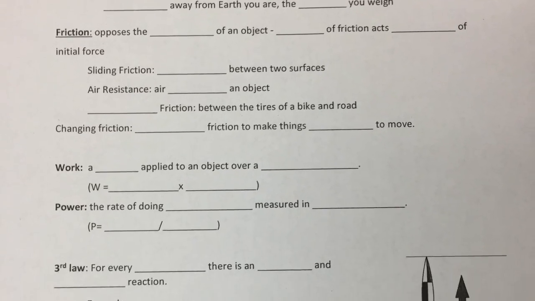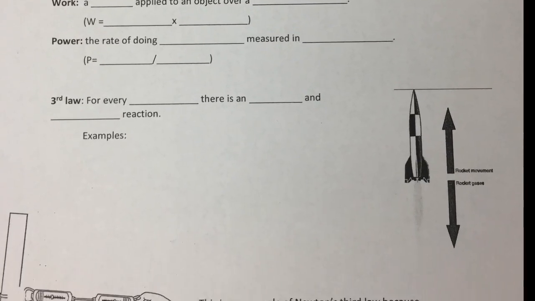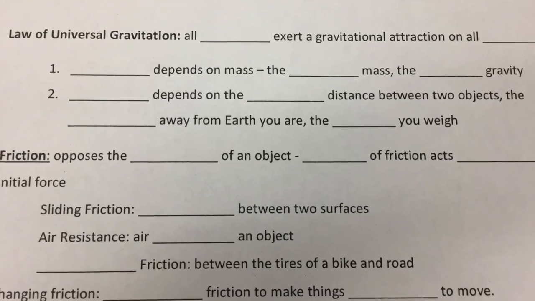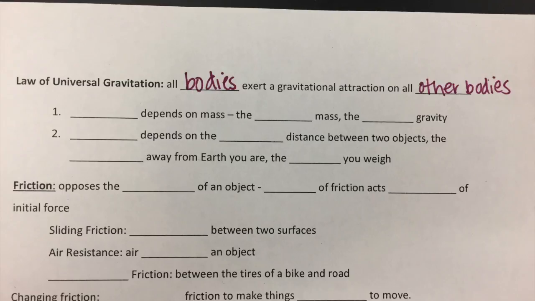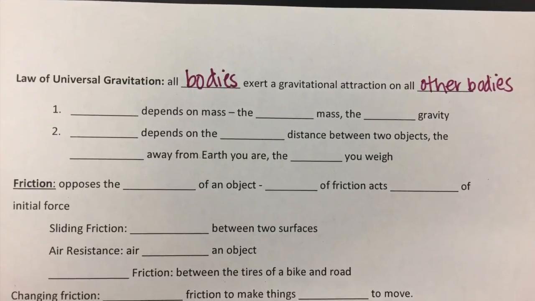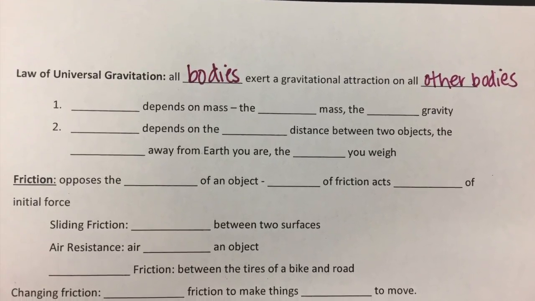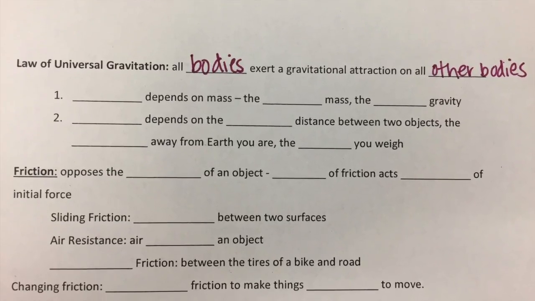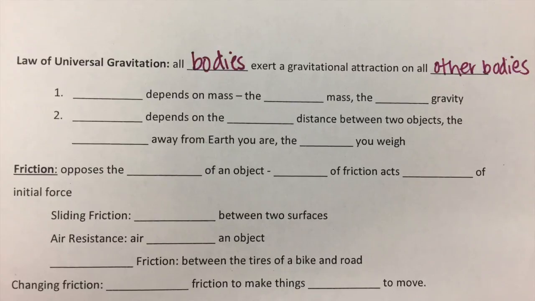Alright, so we're going to go over Newton's third law, work, power, and then also friction and the law of universal gravitation. So, I know this is probably a review, but just so we've got all our notes on this page, the law of universal gravitation says that all bodies exert a gravitational attraction on all other bodies.